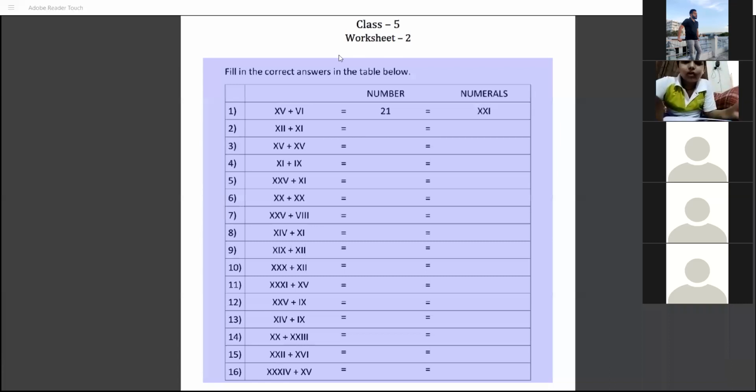Write the question and then the answer. Write the question also and then write the answer also. Everything. Don't make a table like this. Just write the question and then the answers. Okay. Okay, sir.